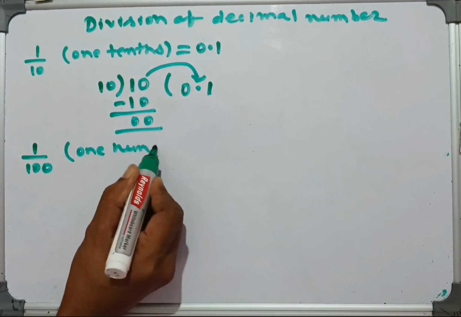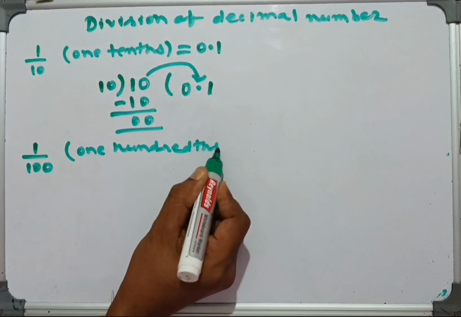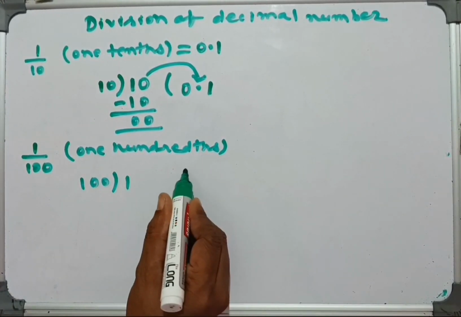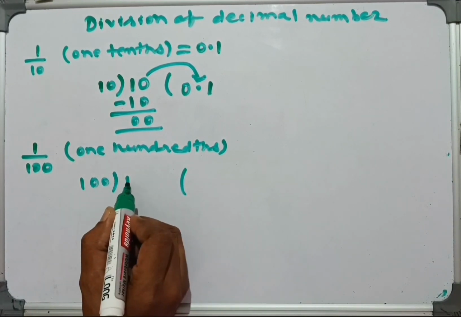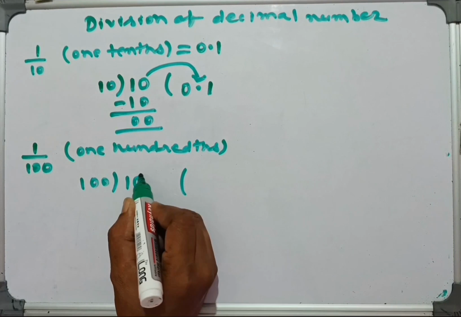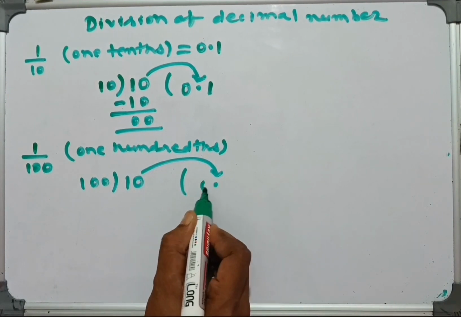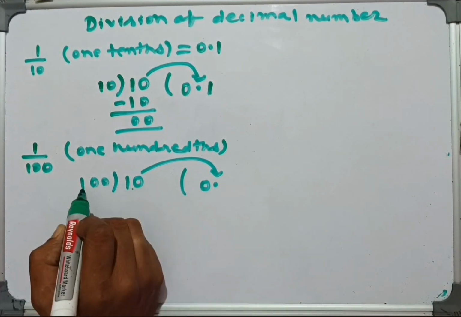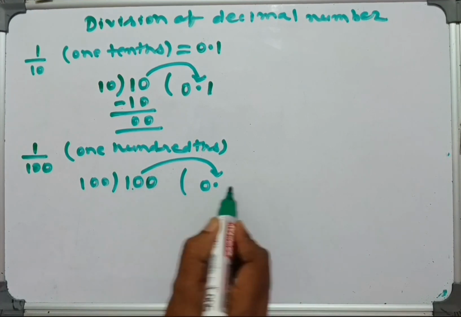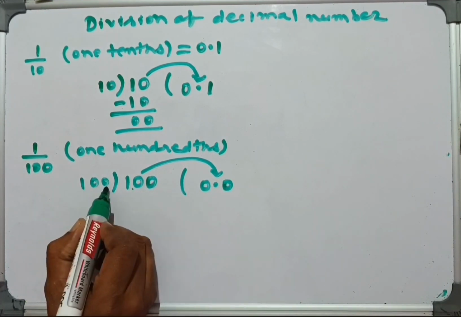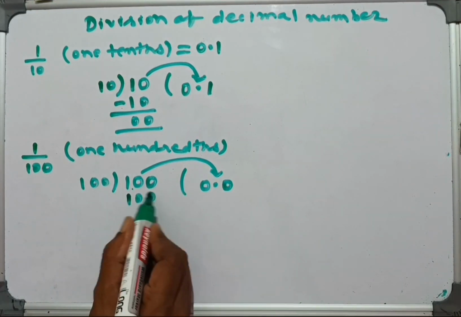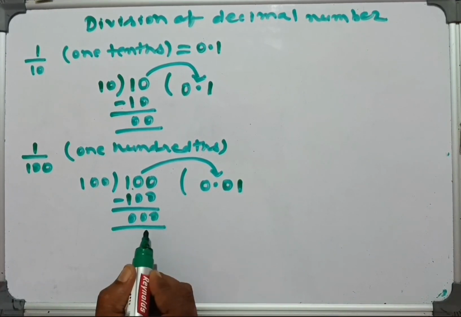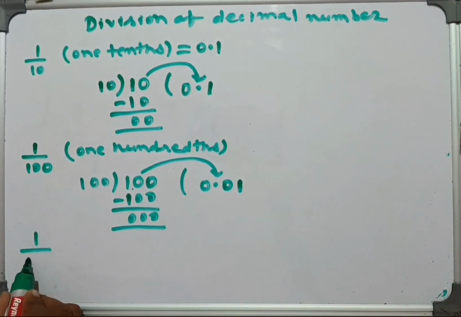Okay, other example, 1 by 100. So see, we write here 100, then 1, then 1 is less than 100, so we put 0 here. After this 0 we will put a dot first, and before the dot we will put 0. Now this 10 is also less than 100, so put again 1 0 here. Now 100, 1 times 100, so this is equal to 100, and we will put here 1. Now this is equal to this one. Okay, now see the third one.